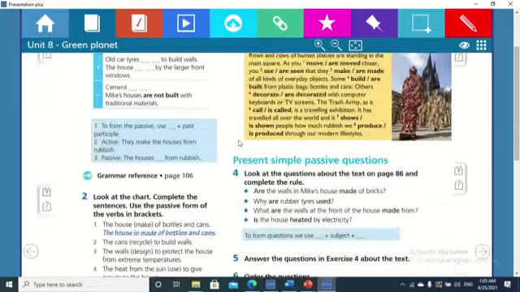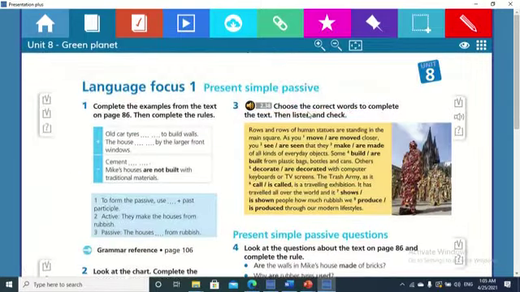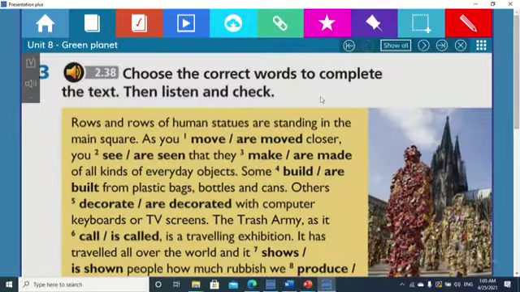Okay, what about number 3? What do you have in number 3? Now choose the correct words to complete the text, then listen and check. So we just want to check if the verb is active or passive. So as rows and rows of human statues are standing in the main square, as you move, if you are the doer of the action, so you are the subject. So of course here in the number one, the first one, you move. It's active because you are the doer of the action.